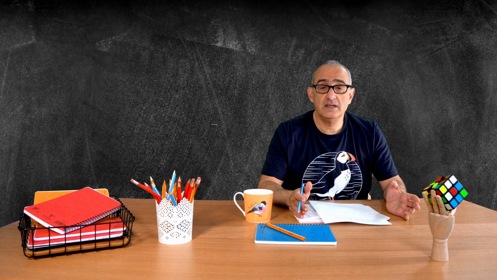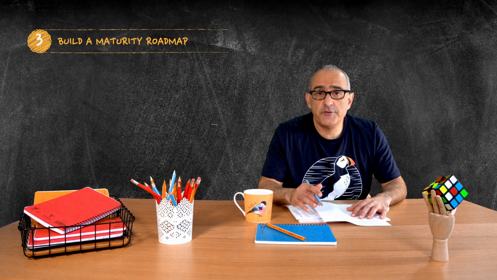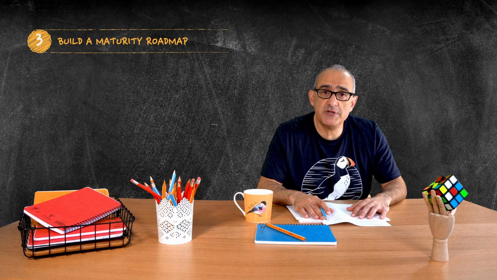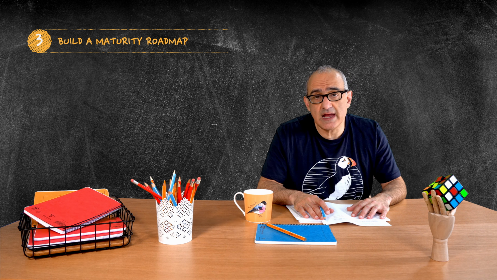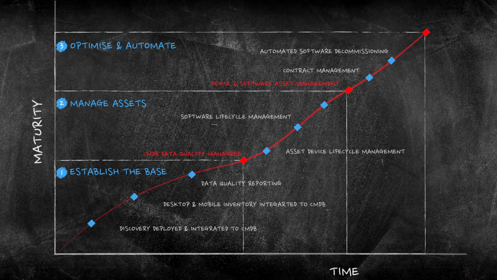Time for number 3. Define a roadmap for your asset and configuration management maturity that covers these areas. The first step is to find and track your IT assets. When that task is completed, move on to managing the asset lifecycle effectively. And finally, start to optimize assets and automate management of the assets.